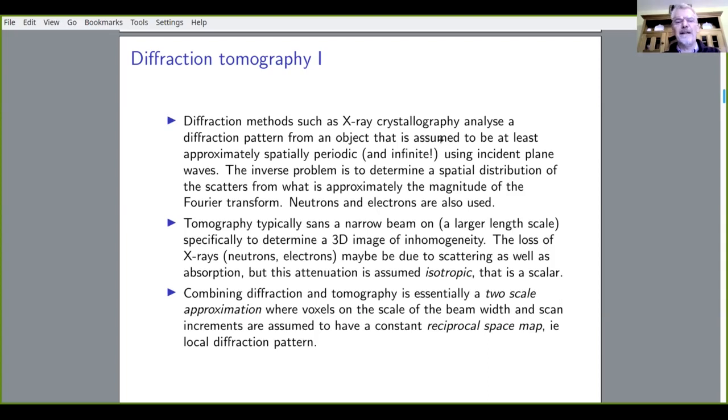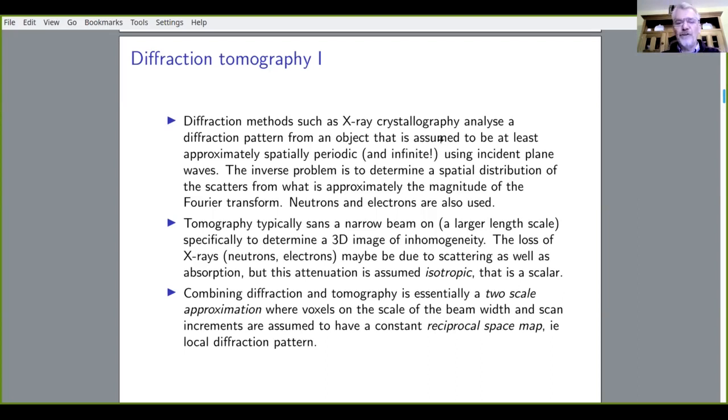But let's do it generically first. If you think of diffraction method and just sort of crystallography, you have something that's meant to be spatially uniform in some kind of regular patterning. You look at the diffraction pattern and then you try and do the inverse Fourier transform without the phase to determine the structure of a molecule or something.